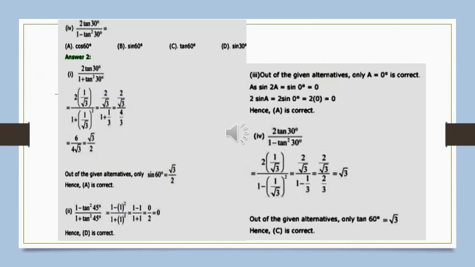The same way, second, if you substitute, the value is 0 and therefore option D is correct. Third, if you substitute the value, you will get option A is correct. And in fourth, if you substitute the value of tan 30 as root 3, then out of the given alternatives, only option C is correct. So in this video, students, from the table you have to substitute the values and solve the numerals.